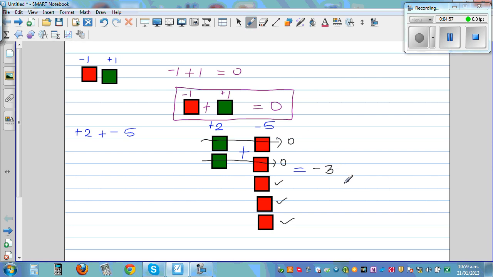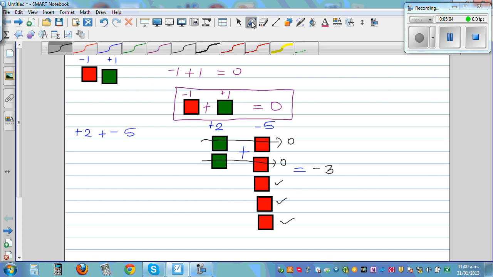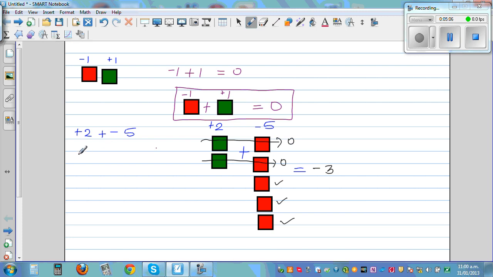Okay, so +2 plus negative 5 is the same as, if you want to do it faster, asking what is 2 take away 5. Visually it's not easy to understand what 2 take away 5 is. So 2 take away 5 is the same as asking what is 2 plus negative 5, which is negative 3. Okay, so let me cancel this.